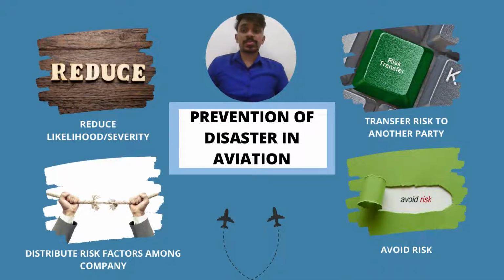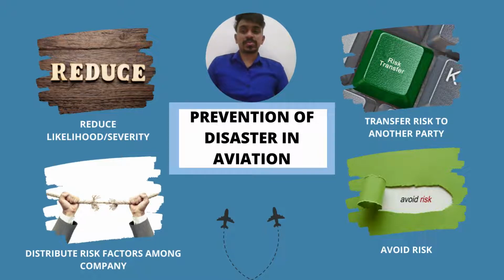The second one is to avoid risk. Avoiding risk is extremely effective in completely removing potential problems from aviation and also offers a high degree of assurance of reduced exposure. The third one is transfer risk to another party.